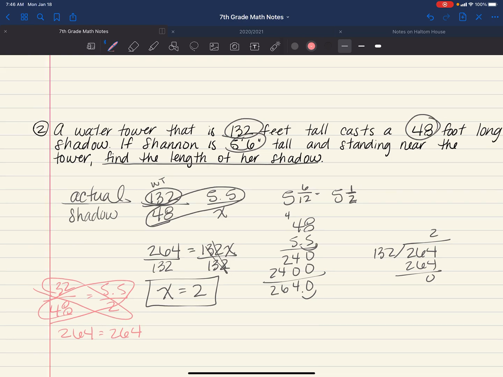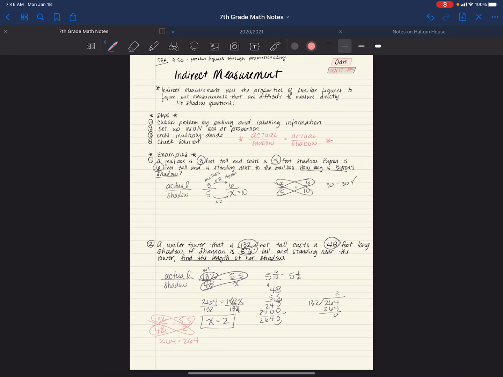All right, if you guys have any questions on any of this, please reach out to your teacher. Just set up your proportion, actual over shadow, cross multiply, divide, and you're in the clear.